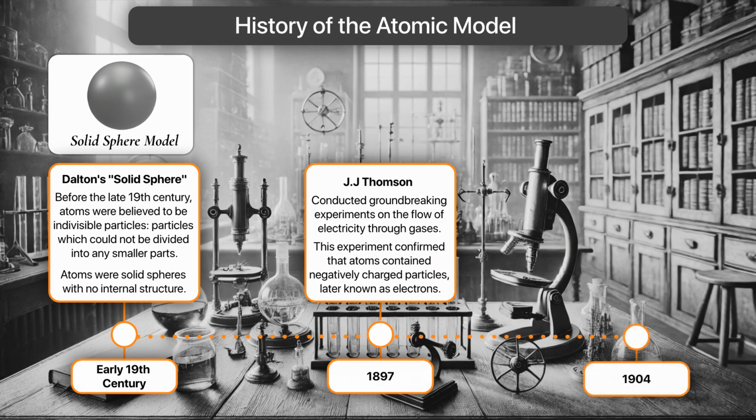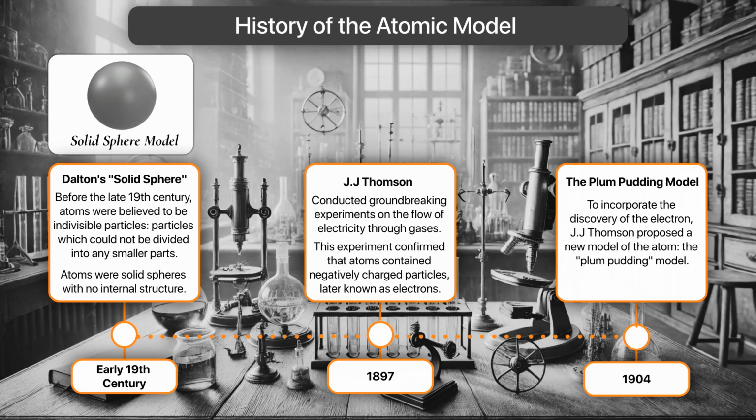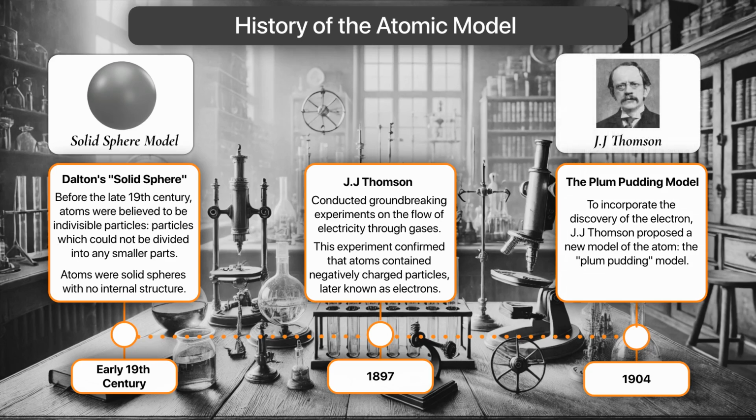Then, in 1904, to incorporate the discovery of the electron, JJ Thomson proposed a new model of the atom known as the Plum Pudding model. Let's take a look at this famous model.